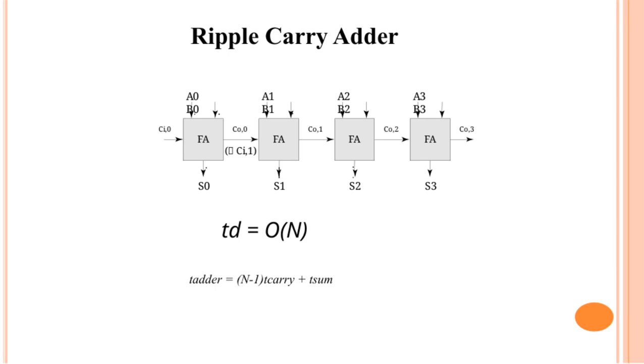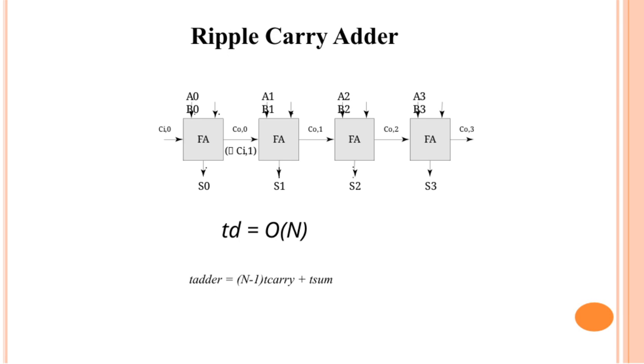One important point to note is the propagation delay, which we denote as TD. This delay increases linearly with the number of bits n because each carry has to ripple through every full adder sequentially. The total delay can be expressed as TD equals O(n), meaning it grows proportionally with n. More specifically, the formula TD equals n-1 times the carry delay plus the sum delay shows how the overall timing combines these delays. This ripple effect causes the adder to take longer as more bits are added, which is a limitation when designing faster circuits.